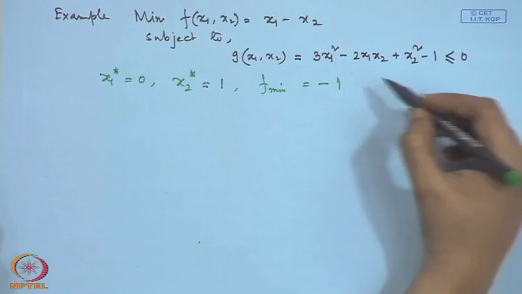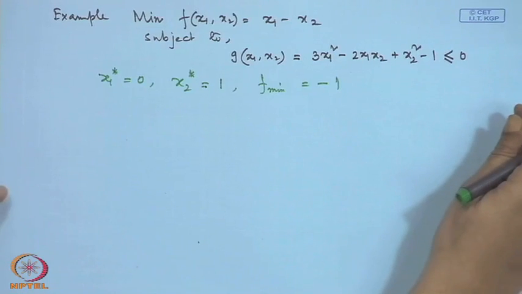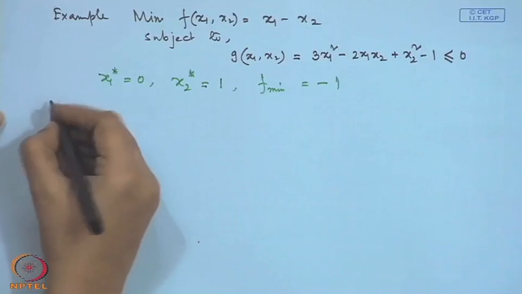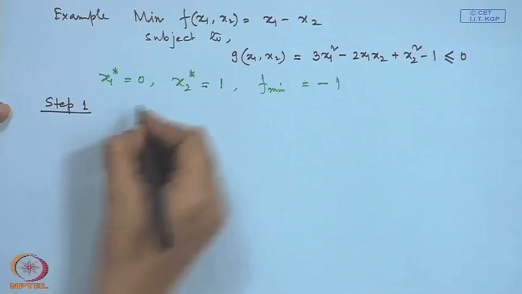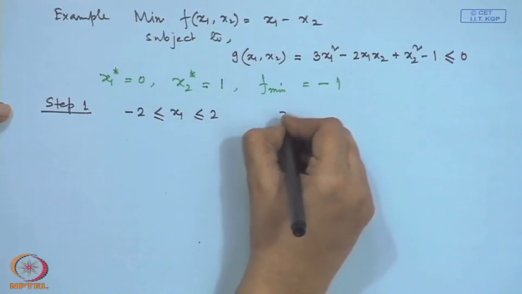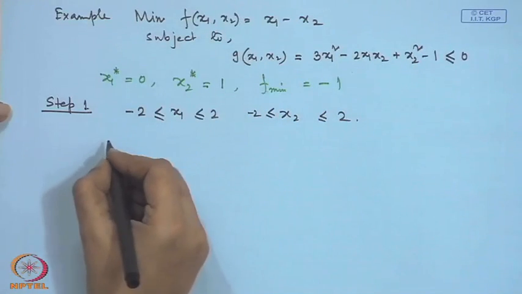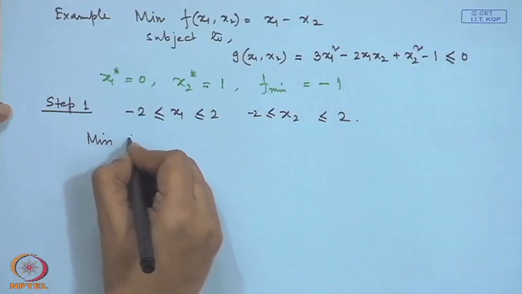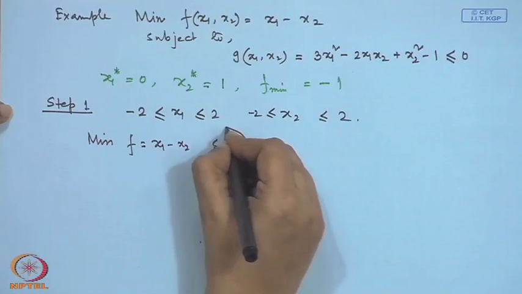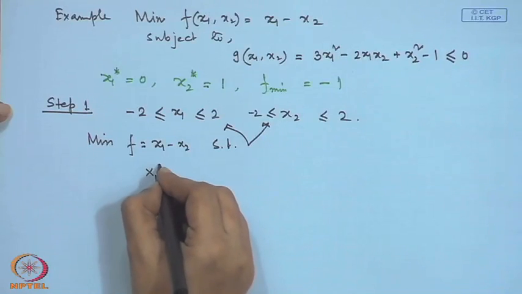Now, if we see the feasible space for this, it may be unbounded, and thus we want to bound it. That is why in step 1, let us consider another set of constraints, that is x1 is between minus 2 and 2 and x2 between minus 2 and 2. First, we will solve minimize f, that is x1 minus x2, subject to these two constraints, and we will get the optimal solution. That would be the starting point of our problem.